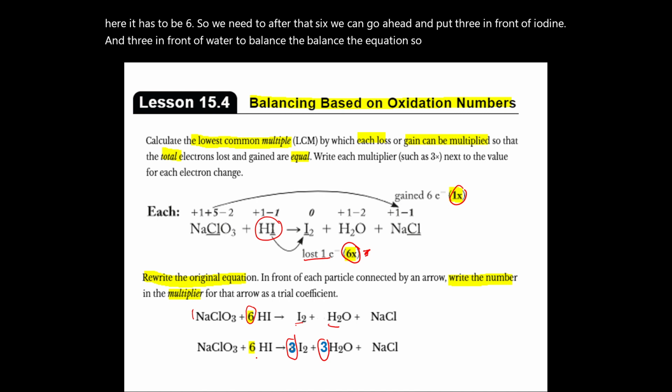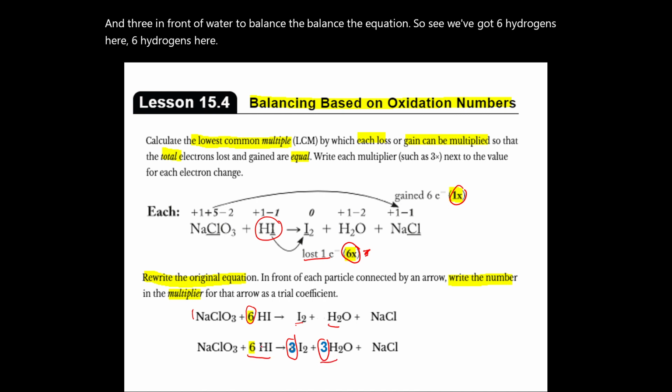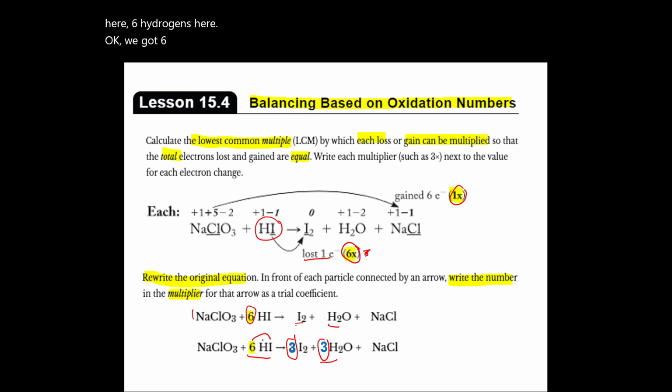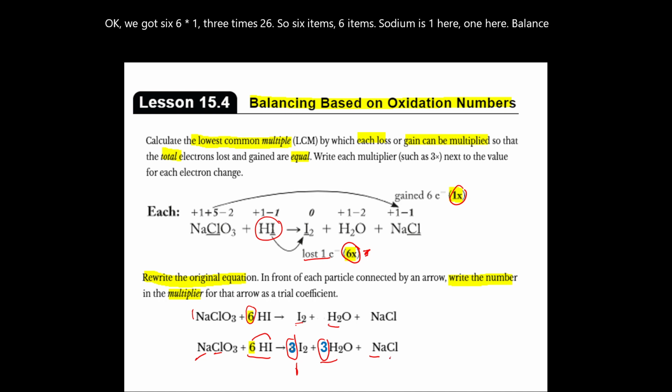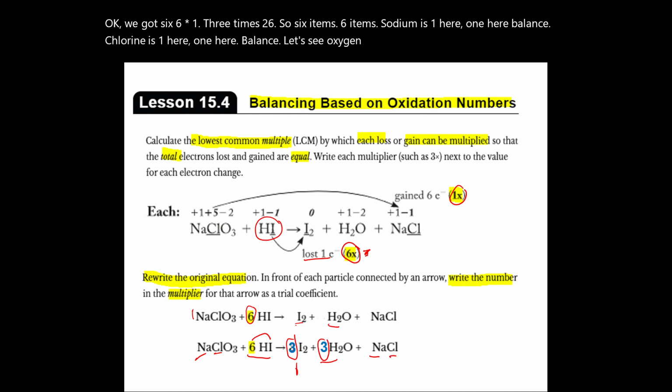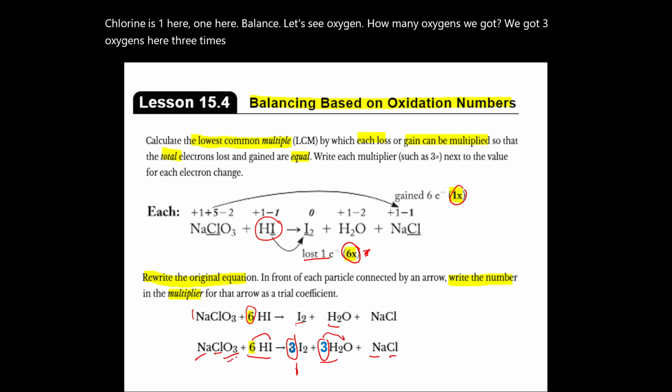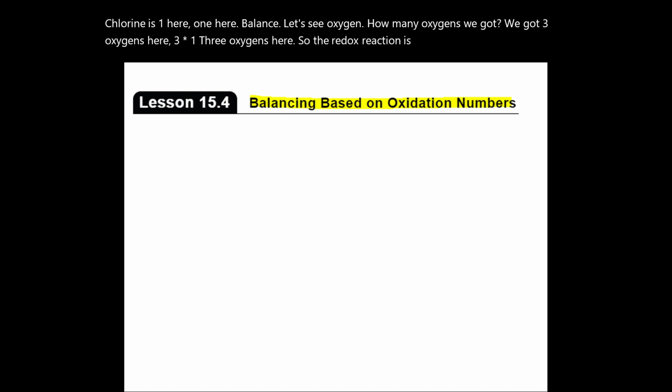equation. So see, we got 6 hydrogens here, 6 hydrogens here. Okay, we got 6 times 1, 3 times 2 is 6, so 6 iodines, 6 iodines. Sodium is 1 here, 1 here, balanced. Chlorine is 1 here, 1 here, balanced. Let's see oxygen, how many oxygens we got. We got 3 oxygens here, 3 times 1, 3 oxygens here. So the redox reaction is now balanced.